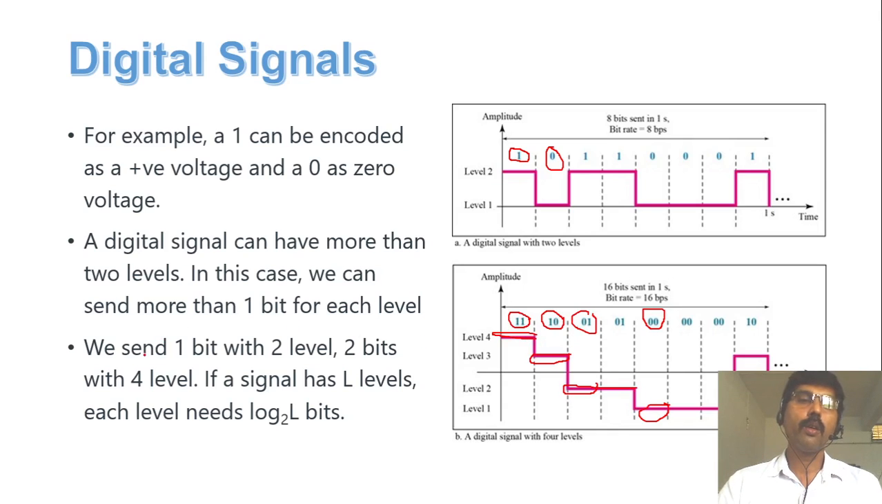Here we send 1 bit with 2 levels. In this example, we can send 1 bit using 2 levels. We can send 2 bits using 4 levels. If you have L number of levels, we can transmit log2 L bits at a time.